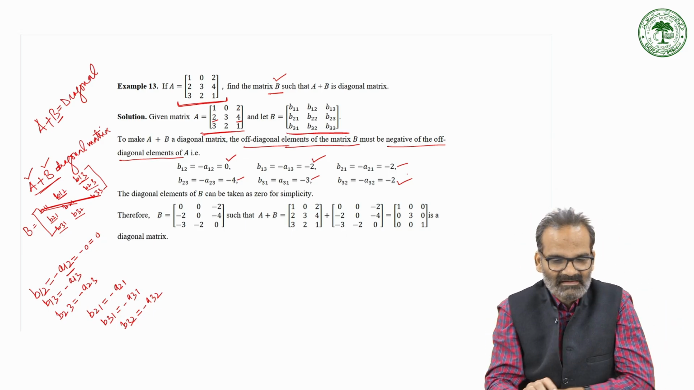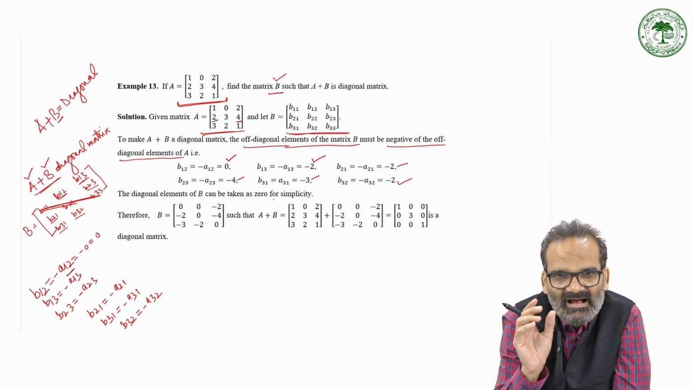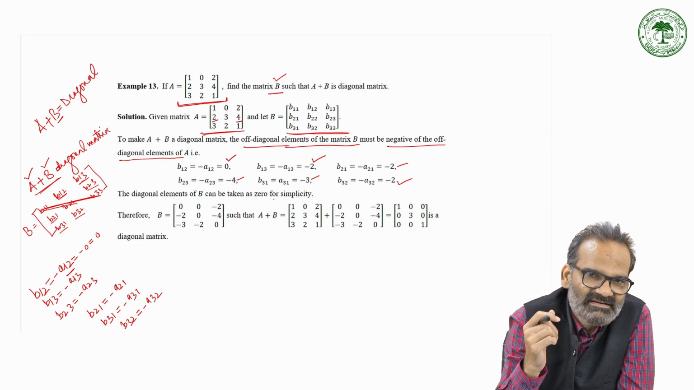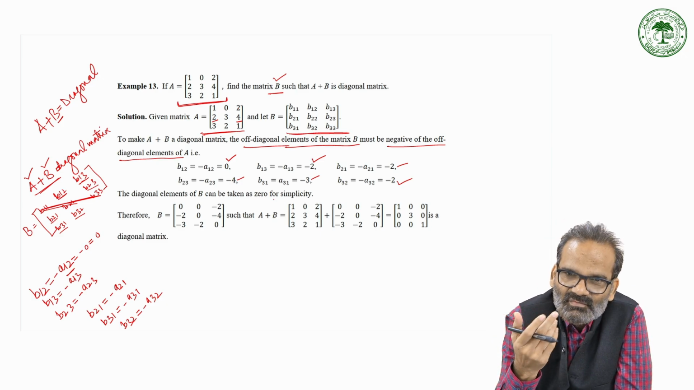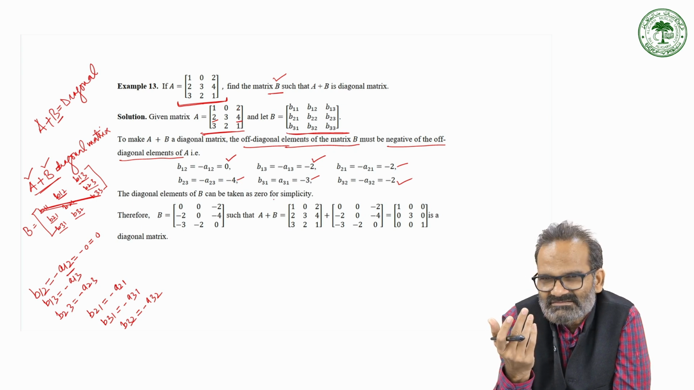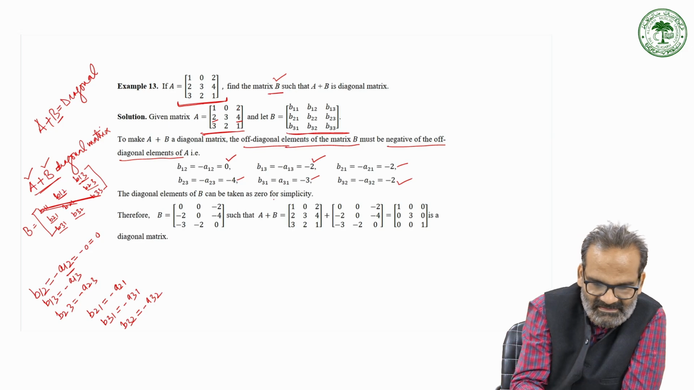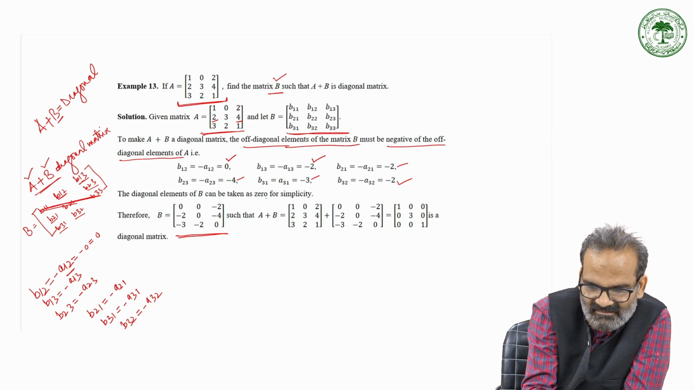Right? The diagonal elements of B can be taken as 0 for simplicity. I have taken the diagonal elements of B as 0 only for simplicity, to make the calculations easy to find the solution of this question. Otherwise, we also have some methods to find the solution of this question, but the calculations will become very complicated. Therefore, the matrix B, putting the values here, is equal to this. See, the diagonal elements are 0.